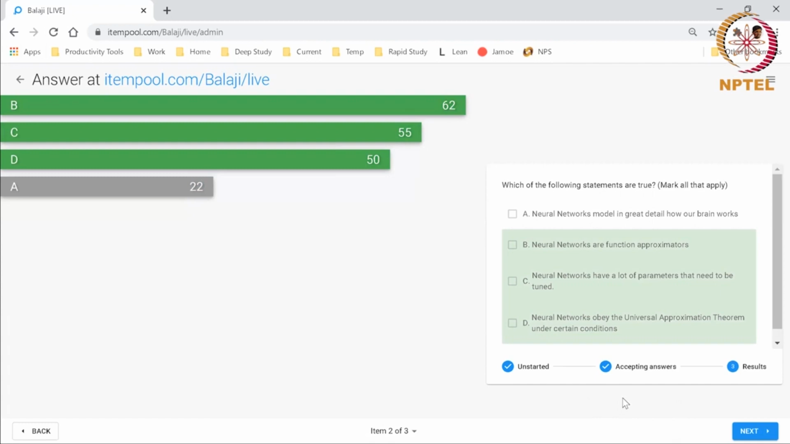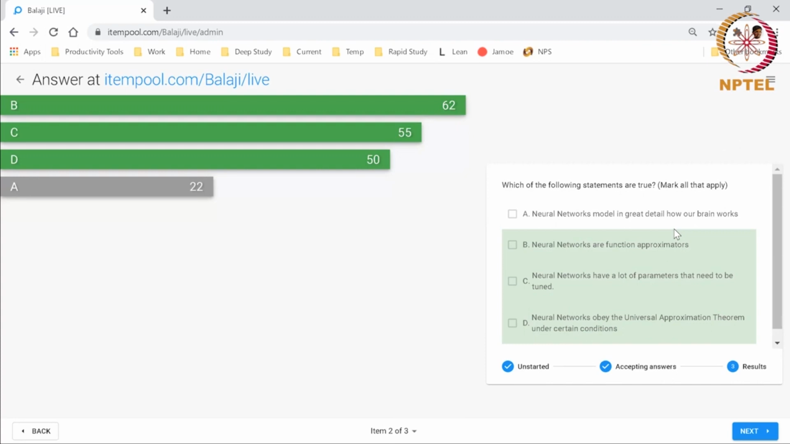So some people have said A, that is not true. Neural networks don't model in great detail how our brain works. It's kind of like I said, sort of a cartoon picture. As we come to neural networks, you will see that they are very far away from even whatever little idea we have about how our own brains work. But they are function approximators. I see that most people have got that right.